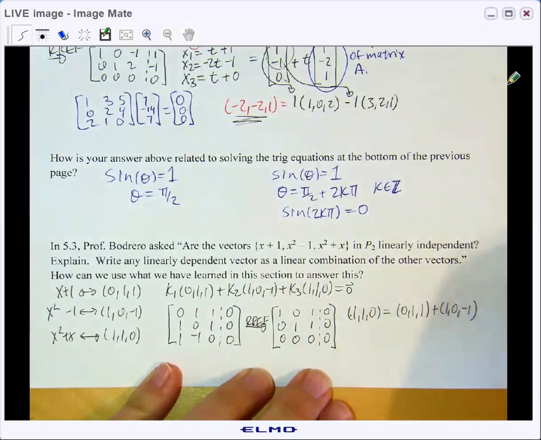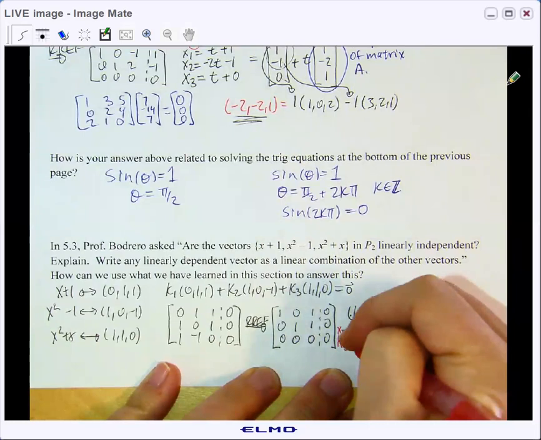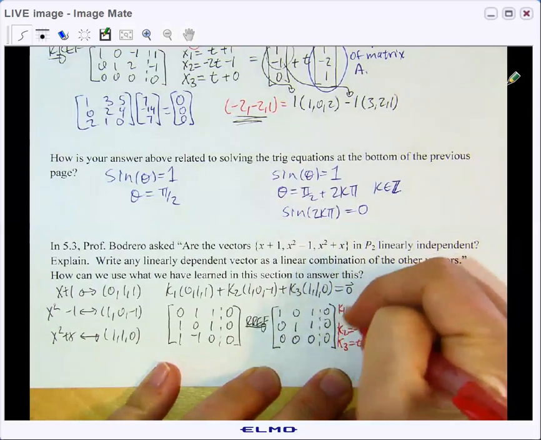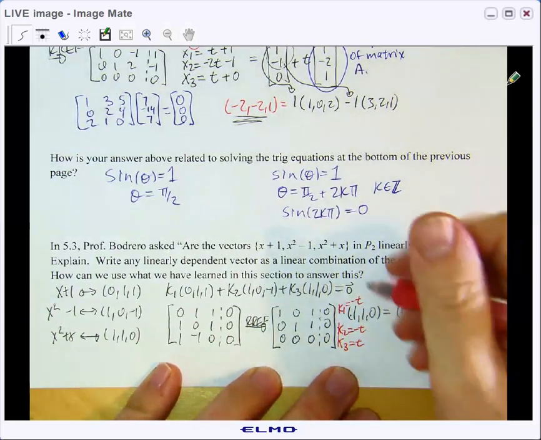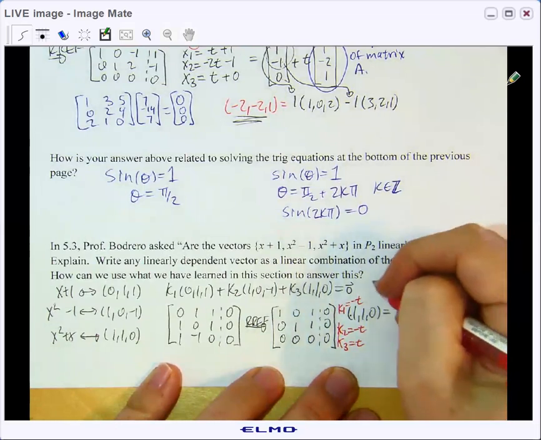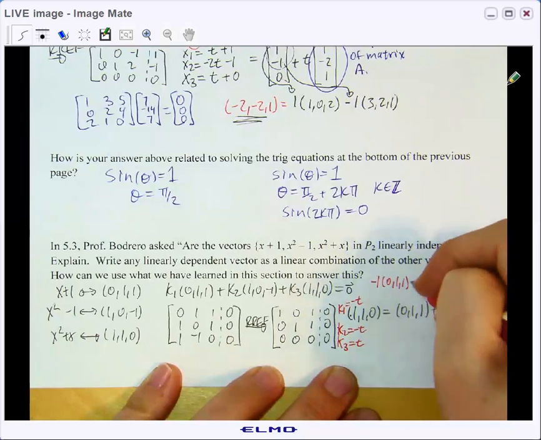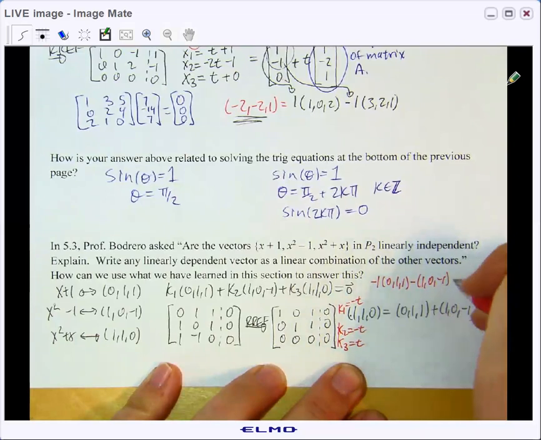But how is that related to what we learned in 5.3? When we solve this system, we get k3 is equal to t, k2 is equal to negative t, and k1 is equal to negative t. Letting t be 1, we get negative 1 times 0, 1, 1 minus 1, 0, negative 1 plus 1, 1, 0 is equal to the 0 vector.